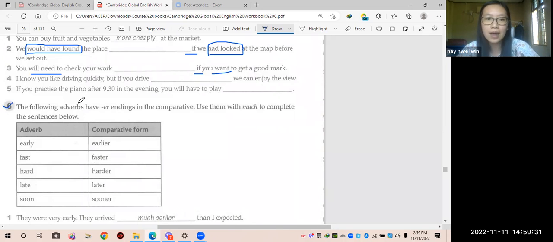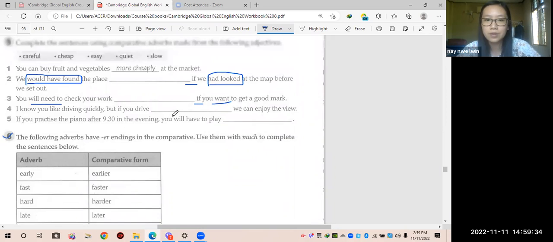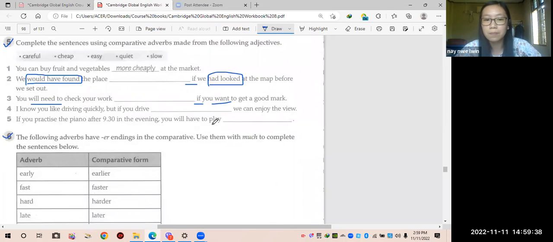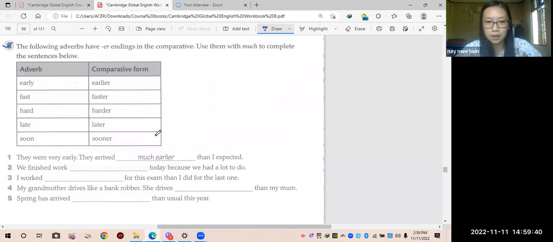The following adverbs have er endings in the comparative. Use them with much to complete the sentences below. So much goes before the comparative form. They arrived much earlier.